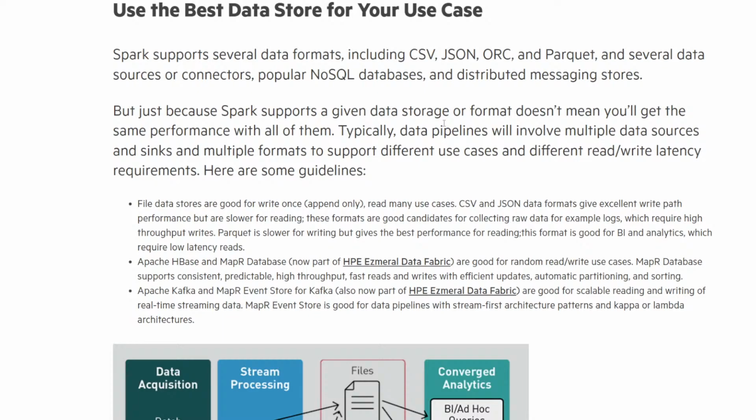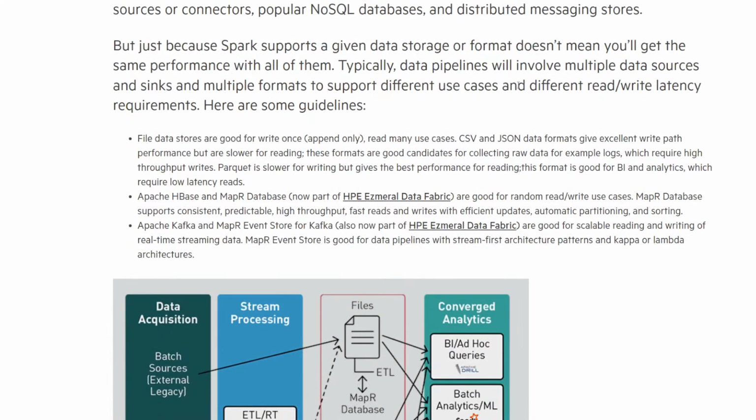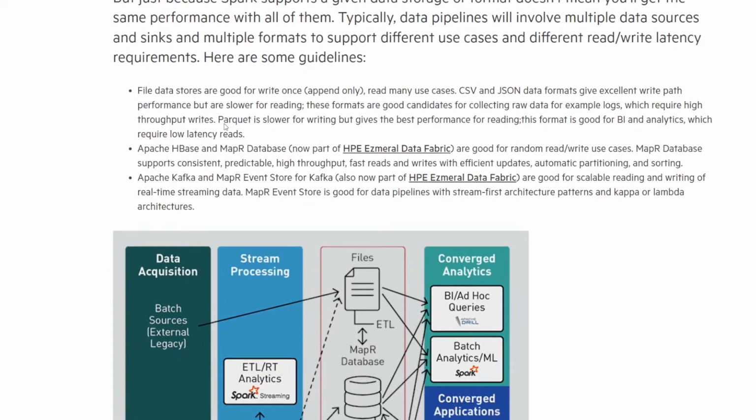So let's look at that. Just because Spark supports all this does not mean you will get the same performance in all of them. Typically, you will have multiple data sources. You'll have multiple sources and multiple sinks. You'll have to read a CSV file, a JSON file, and multiple different varieties of formats. So when you consider read latency requirements, think about these things.